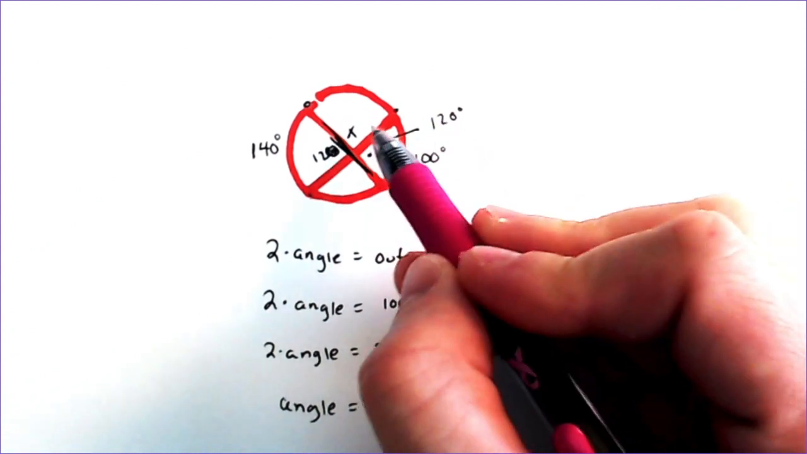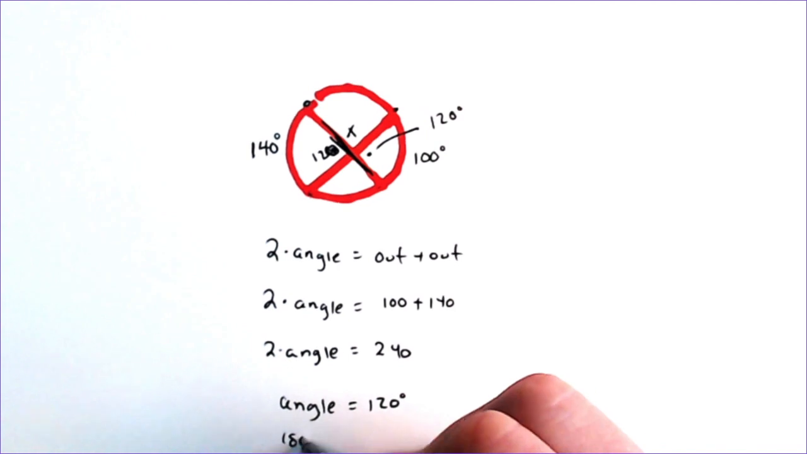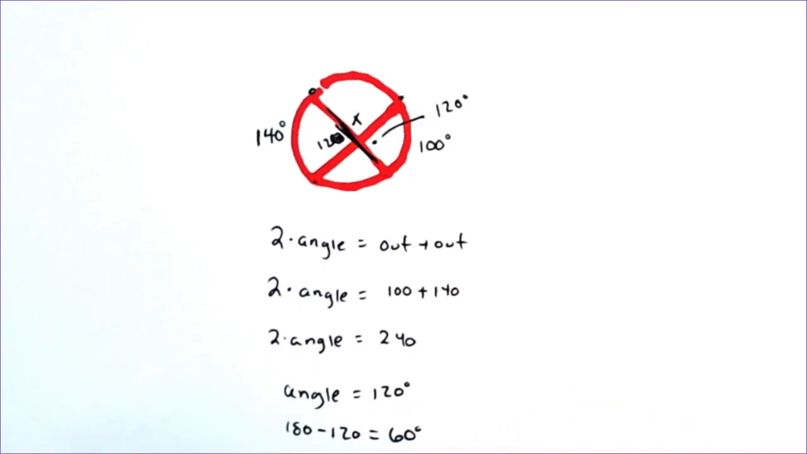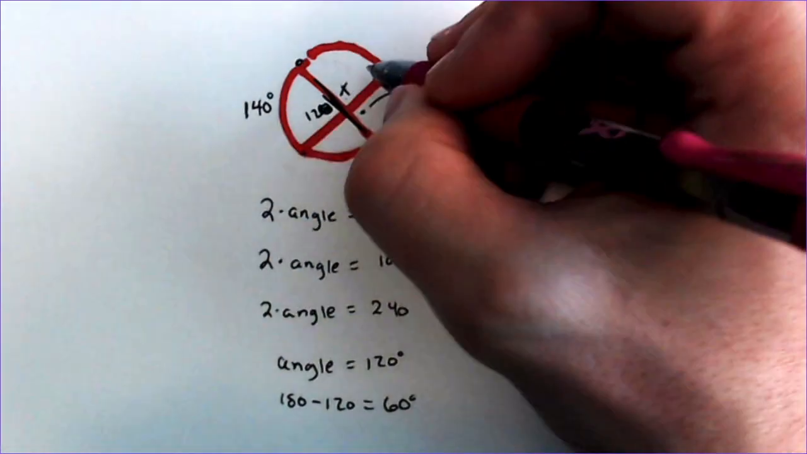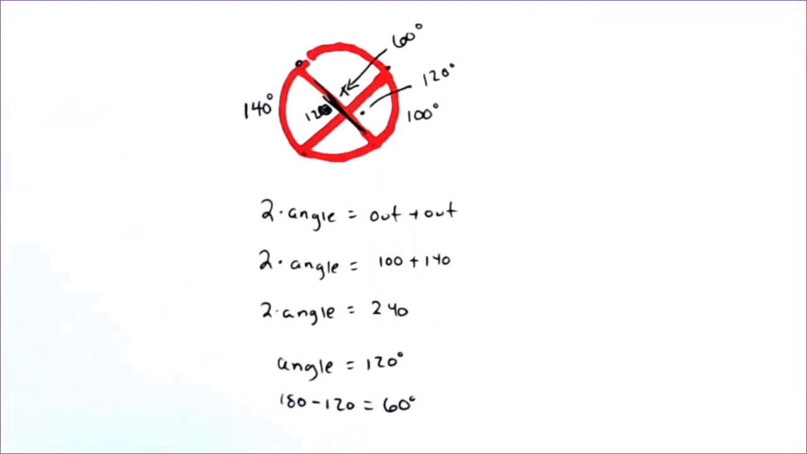is going to have to be whatever 180 minus 120 is. So if we do that, 180 minus 120, you get your 60 degrees. So that means that this part right here, that angle, is 60 degrees. It's nothing different. It just means that you have to be aware of what you're dealing with.